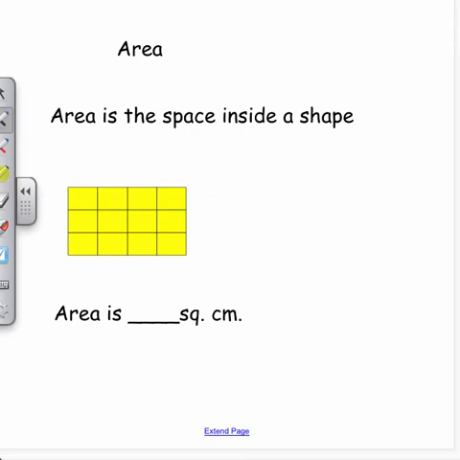All right, now we're going to review area. Area is the space inside of a shape. So if I want to look at this rectangle, I want to figure out the space inside of it. So I'm just going to count my squares. 1, 2, 3, 4, 5, 6, 7, 8, 9, 10, 11, 12. The area inside that rectangle is 12 square centimeters.